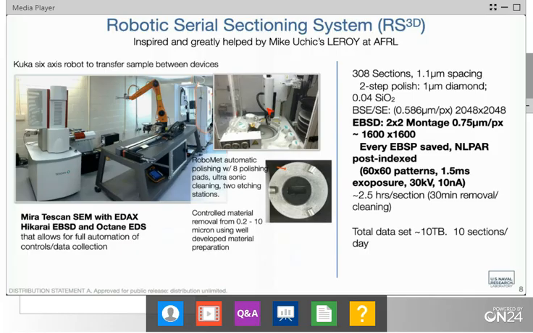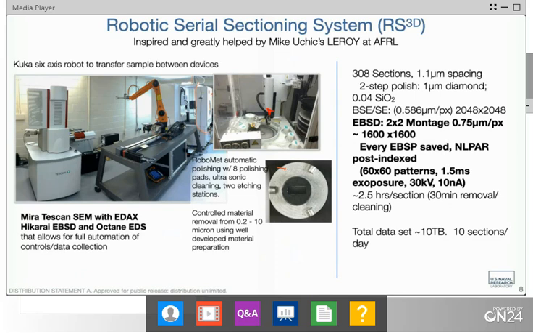For every scan, we collected every one of the EBSD patterns. We saved those, and we did the post-processing with NLPAR, and I'll talk about what that is in a second. But basically, we saved everything as a 60 by 60 pixel pattern with a collection time of 1.5 microseconds. That translates to 660 points per second. Again, you can see the voltage there is 30 kilovolts with about a 10 nanoamp exposure rate.